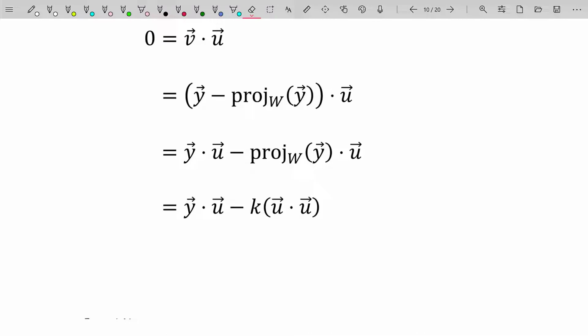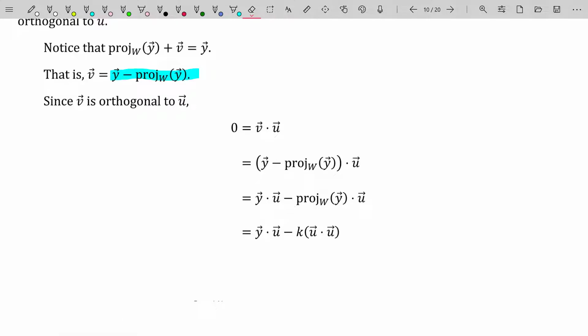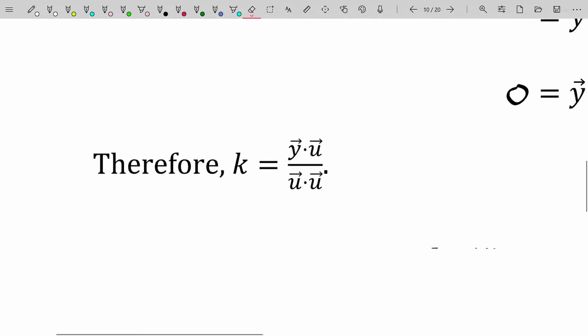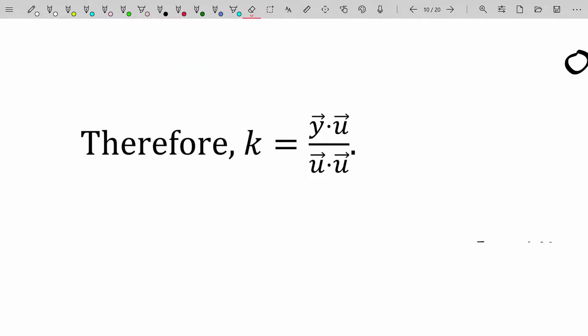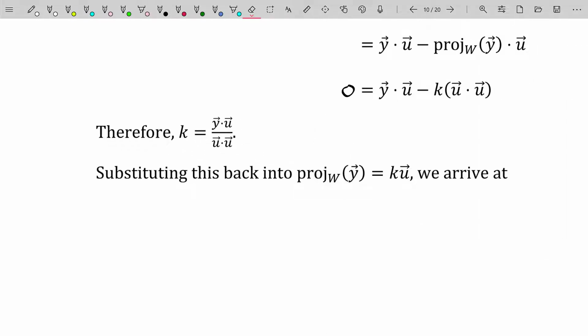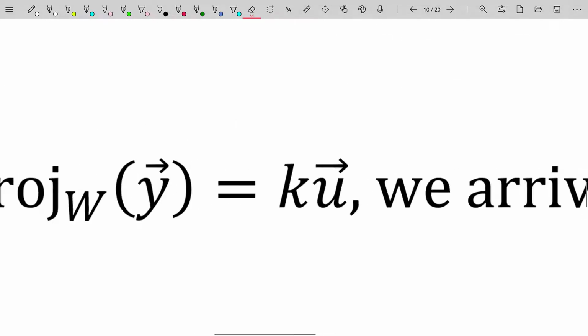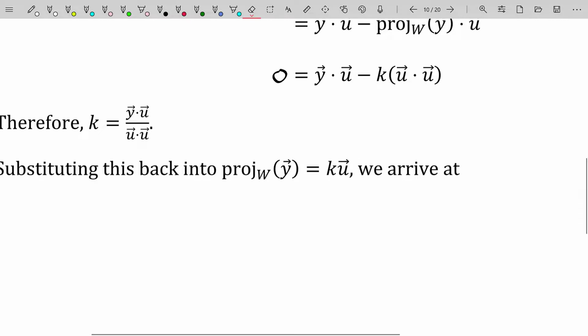So now we have y dot u minus, instead of the projection of y onto w dotted with u, we have k u dotted with u. And so you could see 0 is supposed to equal that. So if I decided to add k u dot u to both sides and then divide by u dot u, we would get this statement right here. That constant k has to be this fraction. So we're going to take that and we're going to sub it back into the orthogonal projection of y onto w. Remember, that's supposed to be k times u. And when we do that, we get the following.